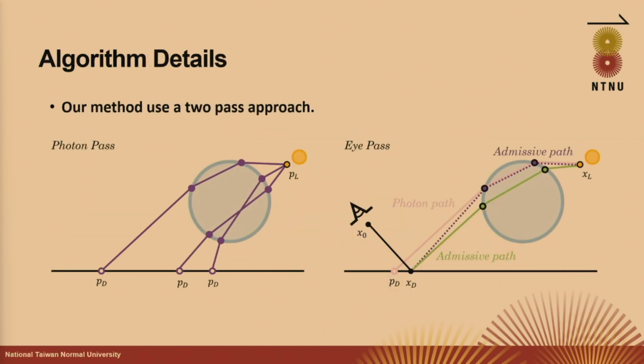So that's all for the photon pass. After that, we already have all the caustic photons we need. So now it's the eye-pass turn.